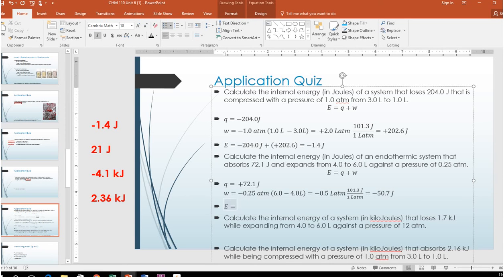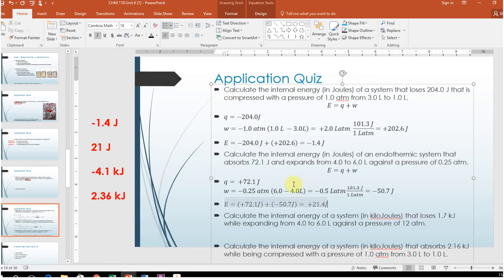So here our energy is equal to Q plus W. So we know our Q is 72.1. And we know our W is negative 50.7. Adding these guys together, 72.1 plus a negative 50.7, you end up getting 21.4 or, you know, positive 21. Either way, you're okay here, okay? Now, the only other thing that we could do is to go from joules to kilojoules. And so just make sure you are clarifying whether you want joules or kilojoules in your system, okay?